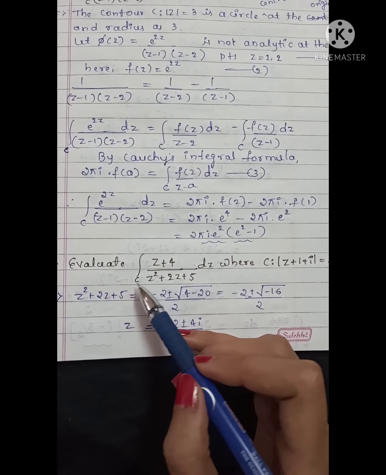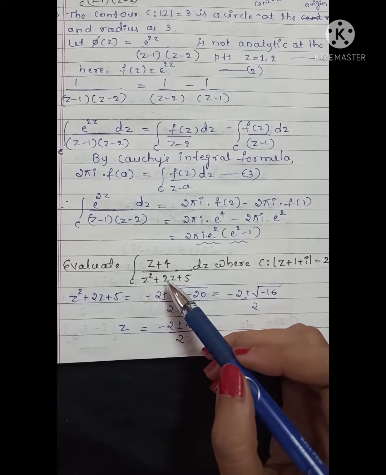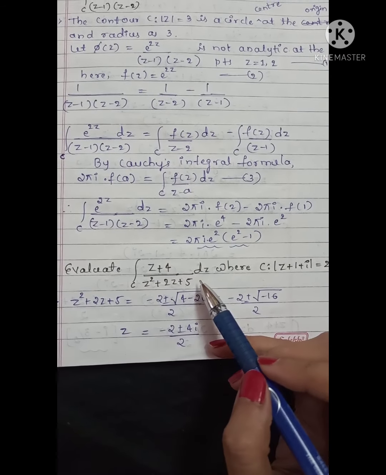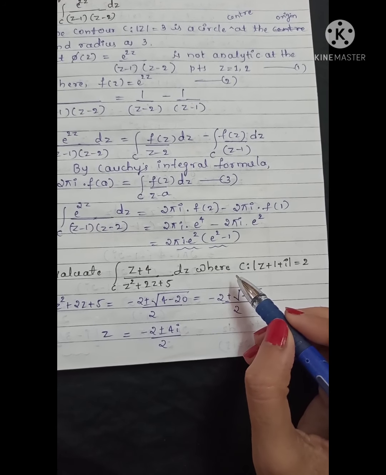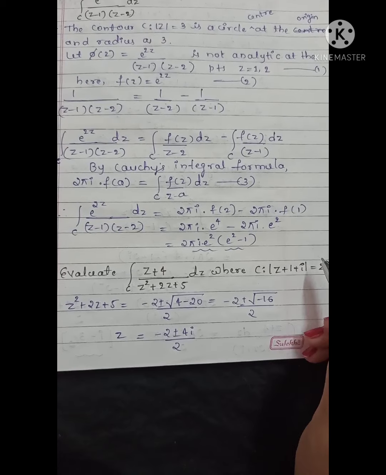Sixth problem: evaluate the integral of (z + 4) divided by (z² + 2z + 5) over the closed contour C with respect to z, where C is the contour |z + 1 + i| = 2.